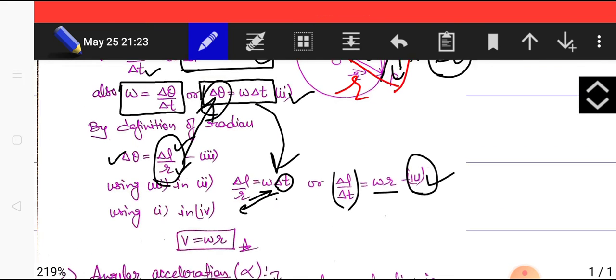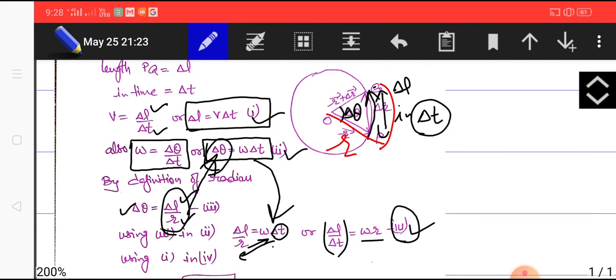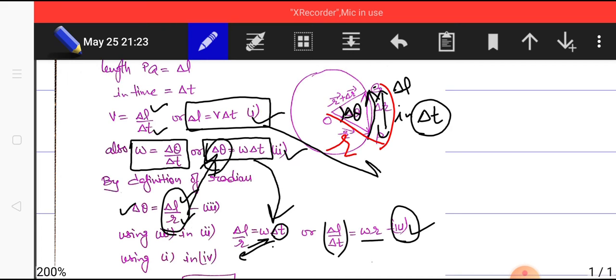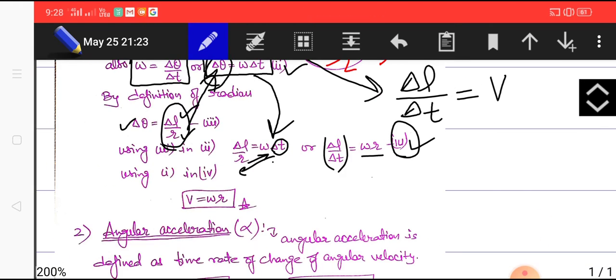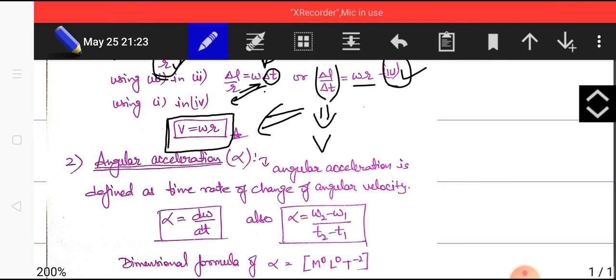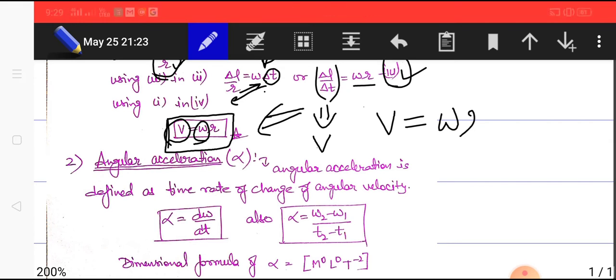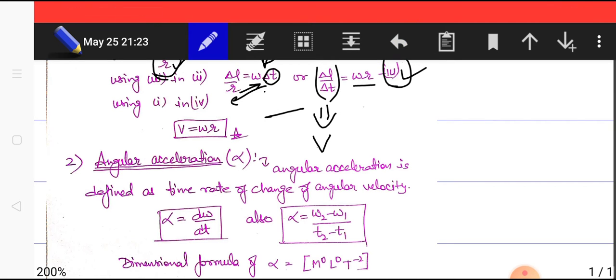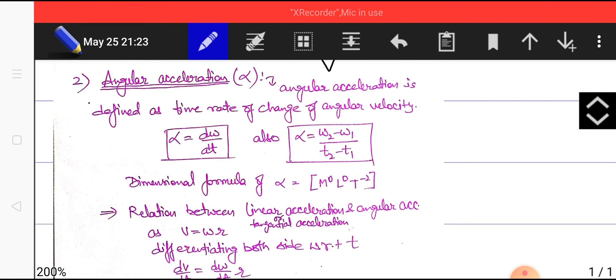Now I can write my first equation as delta L divided by delta t is equal to v. So putting v in place of delta L by delta t, this equation will become v is equal to omega r. So that is the relation between linear velocity v and angular velocity omega. So your relation is v is equal to omega r. Okay. Next is angular acceleration.